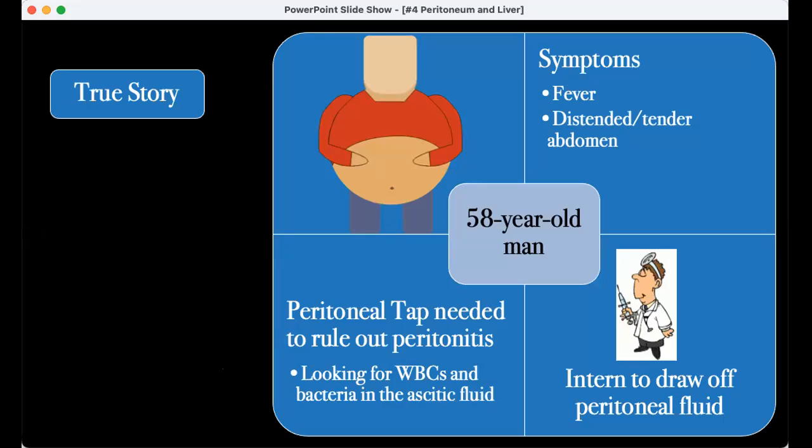So a patient came at midnight. It's a 58-year-old man with fever, distended tender abdomen, liver failure, and he needs to have a tap, a peritoneal tap. So he needs to have some of that ascitic fluid taken out of his abdomen and checked for infection to decide whether or not he needs to be put on antibiotics. So the intern is going to have to draw off some peritoneal fluid.